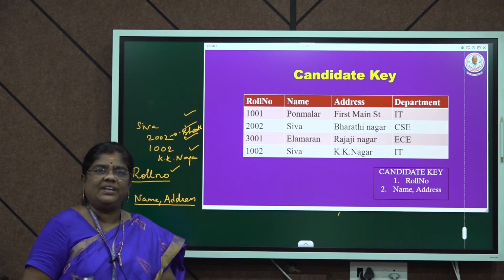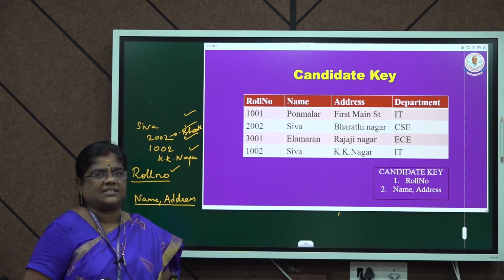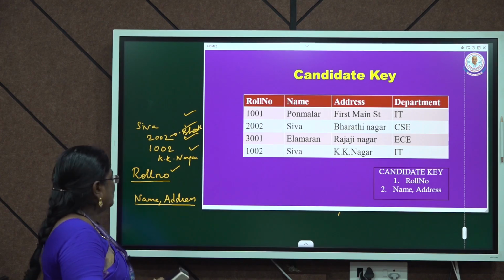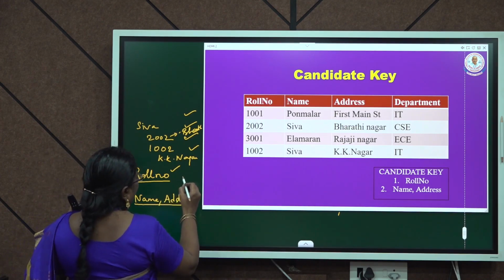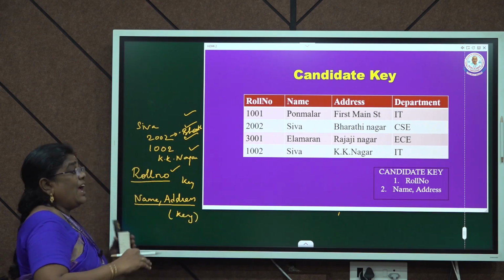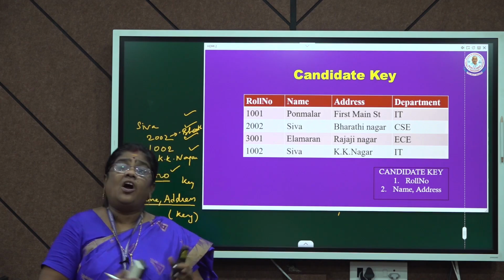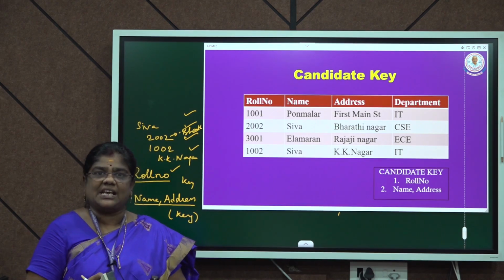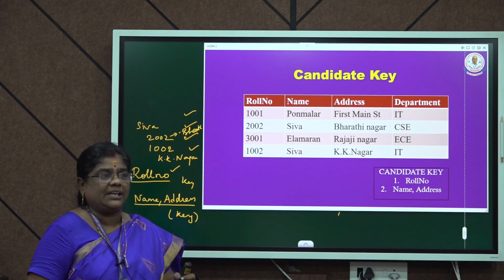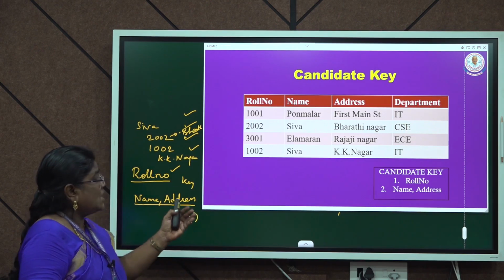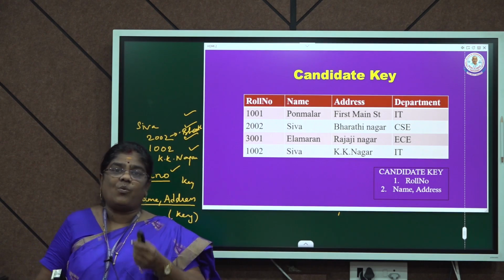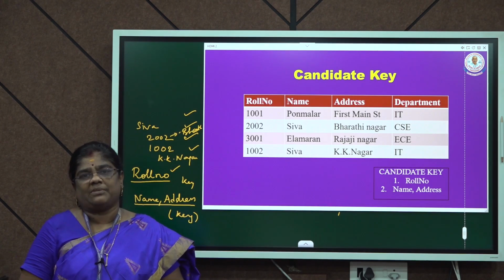For a table, we can have any number of candidate keys. For that only I have shown here two sets of keys separately. The first one, roll number is a key, and here the name and address is also a key. And if we have any number of keys in a table, all that comes under the category of candidate key. And now we can map with the primary key which I told already. Out of these candidate keys, roll number and name and address combination, I can select any one as a key, and that is called the primary key.